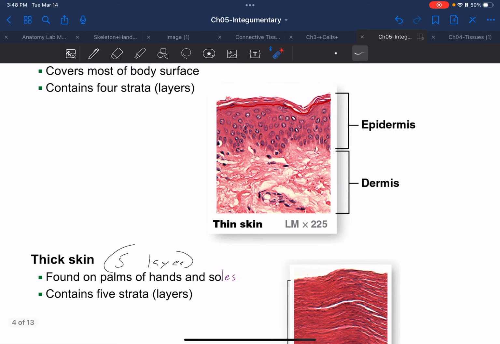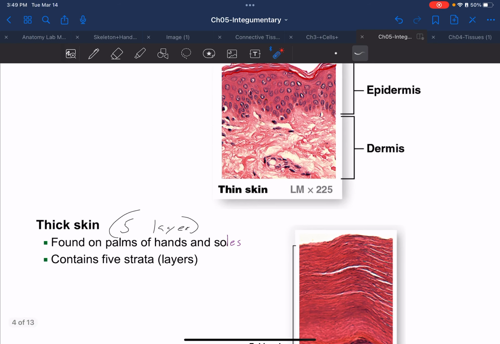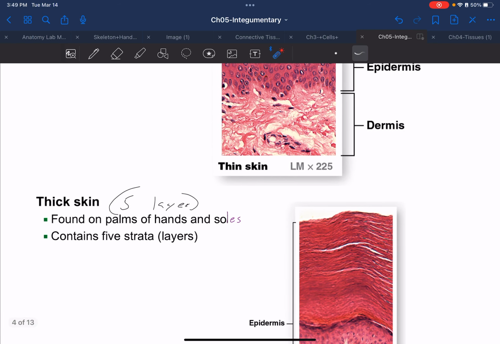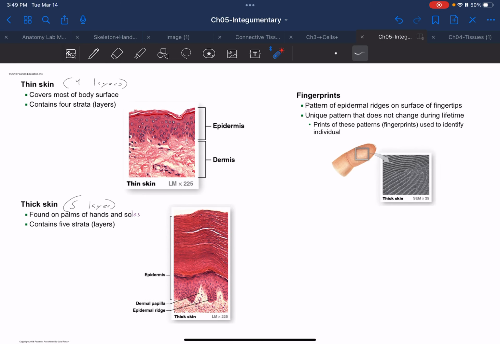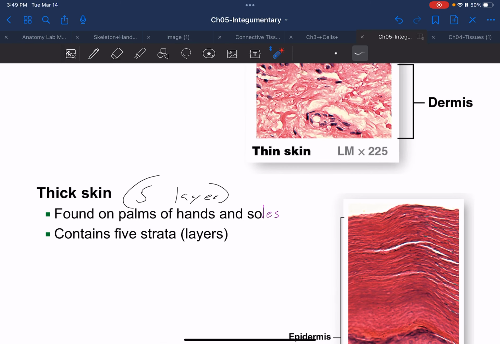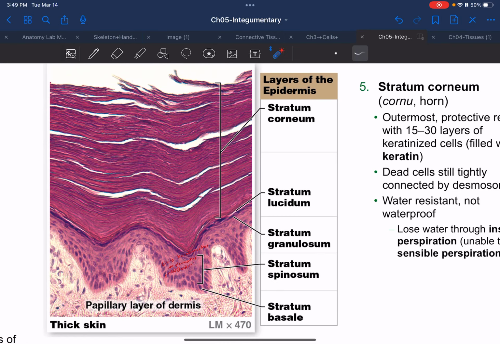And so you find thin skin everywhere in your body, absolutely everywhere. The only place that you find thick skin is in the palms of your hands and the soles of your feet, the paws of a person. If you were walking on all fours, your paws, essentially, that's what I mean, for simplicity's sake. So thick skin is going to be, again, only in hands and soles. You see all 5 of the layers that we are about to talk about.